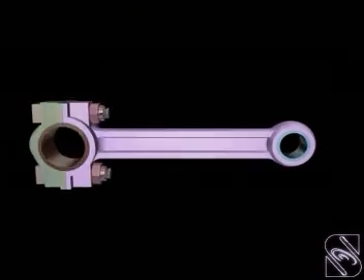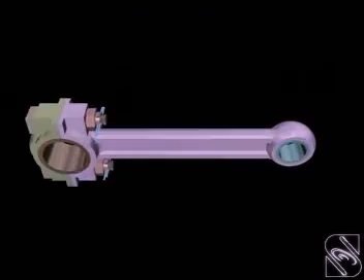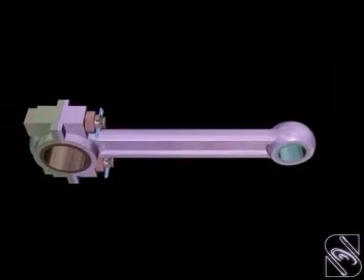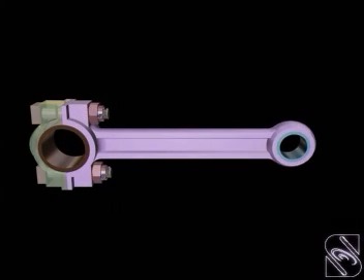The main parts are the connecting rod, the small end bush, bearing brasses, the rod end and the fastening bolts, castle nut and the split pin.